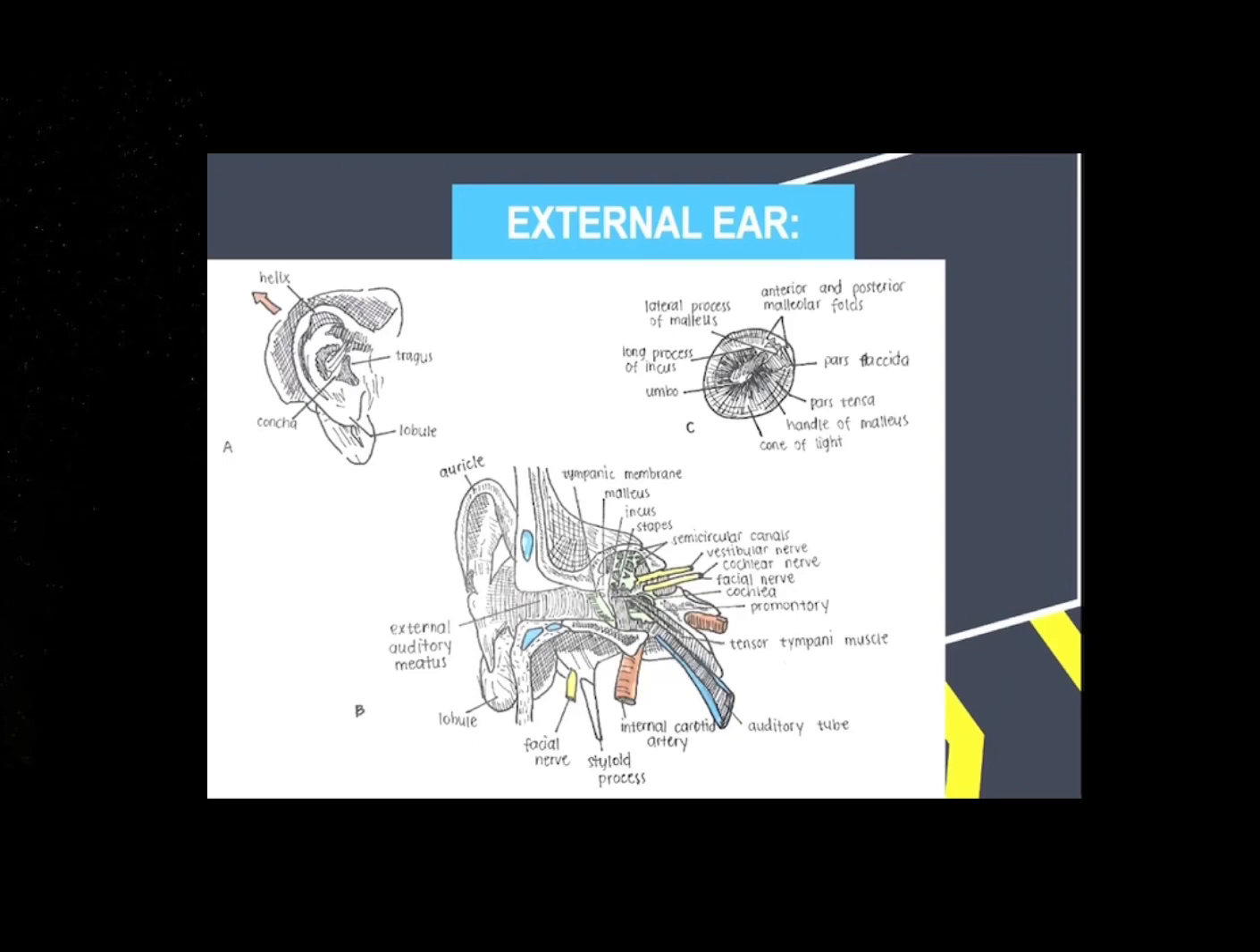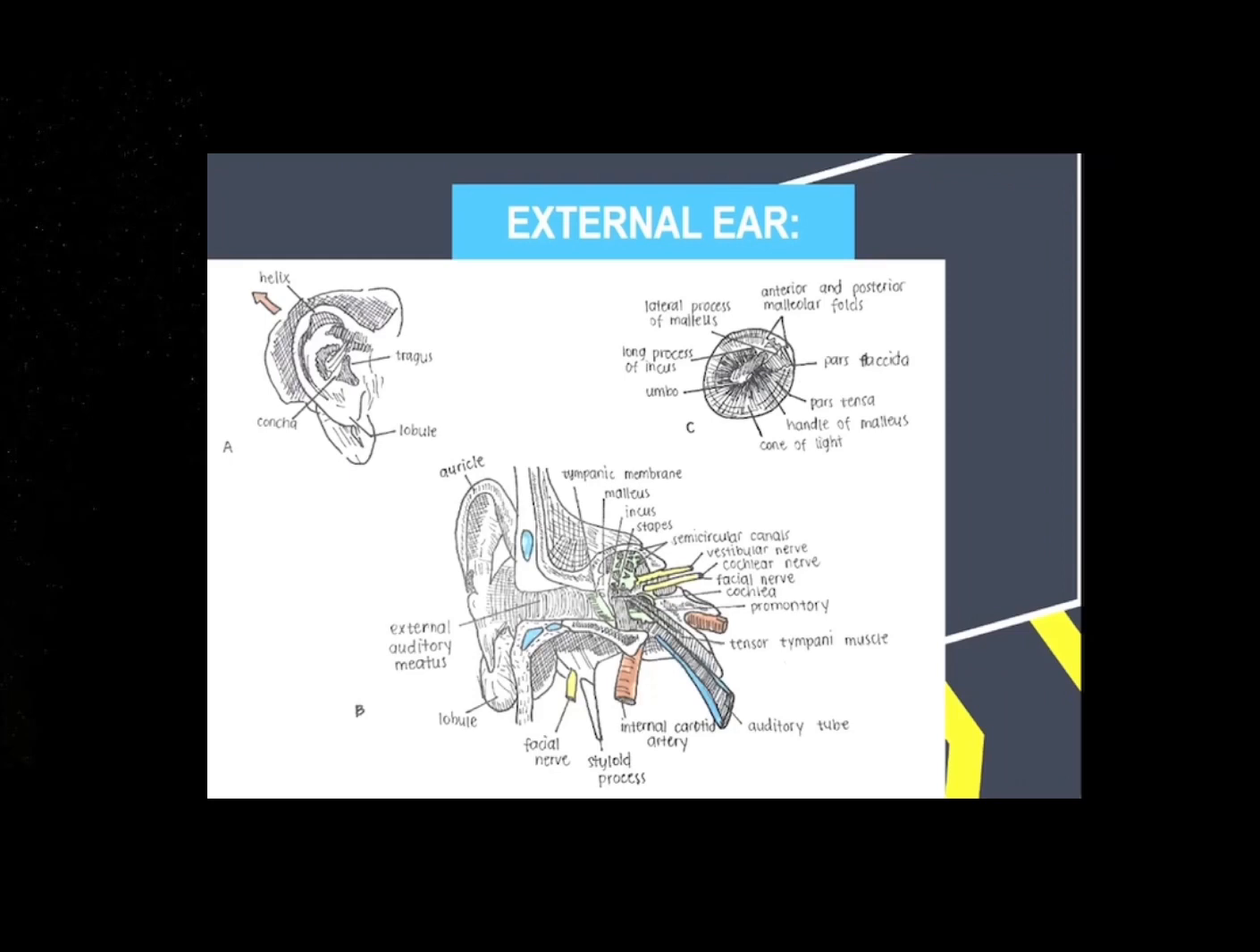It consists of a thin plate of elastic cartilage covered by skin. It possesses both extrinsic and intrinsic muscles, which are supplied by the facial nerve. The picture letter A shows the different parts of the auricle of the external ear. The arrow indicates the direction the auricle should be pulled to straighten the external auditory meatus before insertion of the otoscope in the adult.